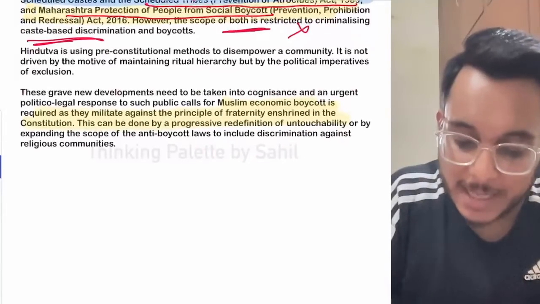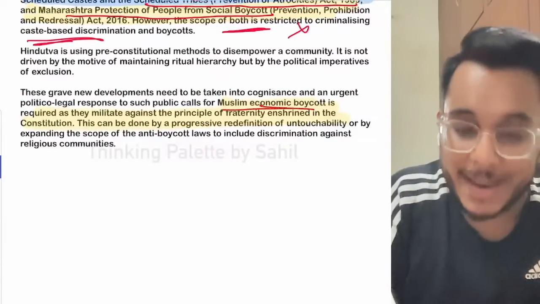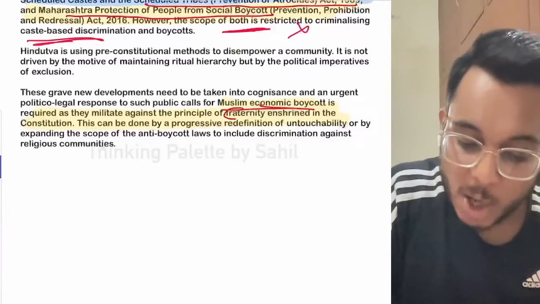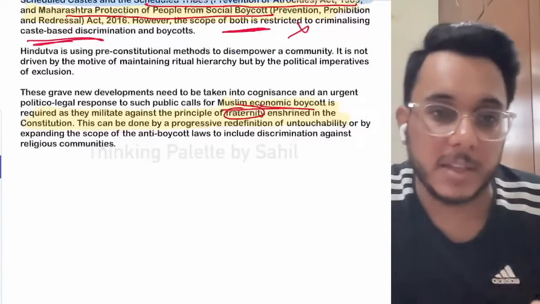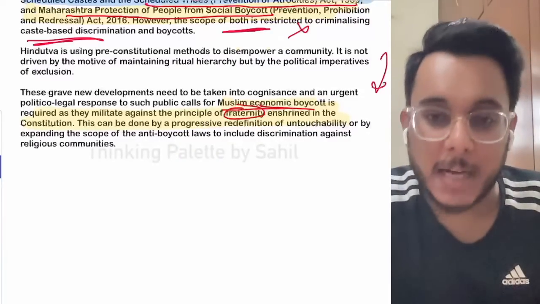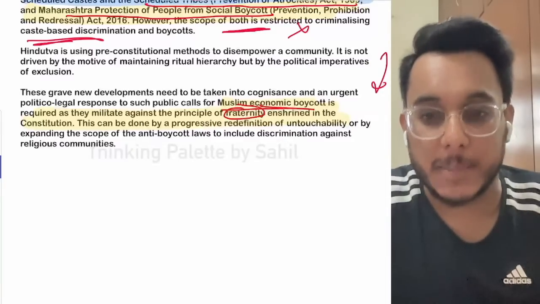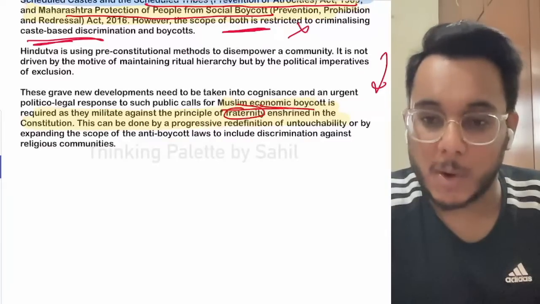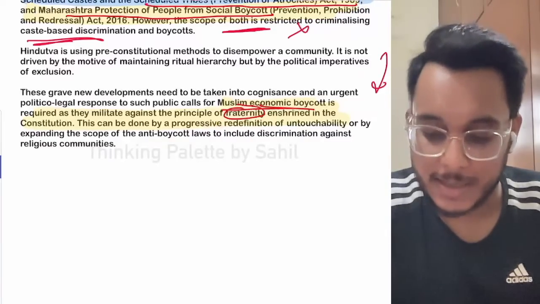The article is saying that the Muslim economic boycott has to be tackled if we want to ensure that the idea of fraternity, which is given in the Indian Constitution, is fulfilled. So for that, measures have to be taken immediately. This is all the article is talking about. Okay, that is about it. Now moving on to the next article.